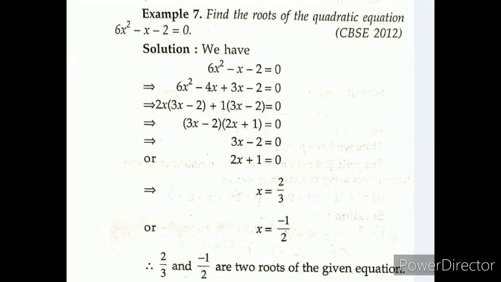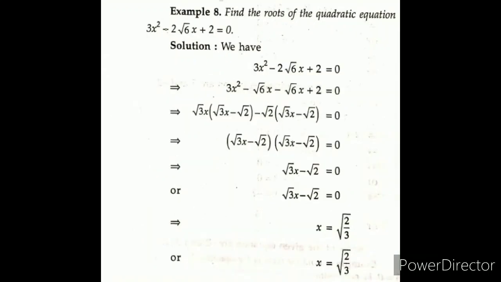So here we are taking the larger number negative because the middle term is negative, and one number is negative and one number is positive because the product is negative.